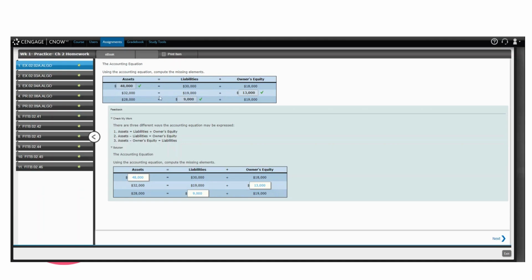In the next one, I have liabilities and I have assets. Now, they're on opposite sides of the equation. So what I'm going to do is subtract 32,000 minus 19,000, and that gives me my owner's equity of 13,000. The same thing for line number 3. I know assets and I know owner's equity, so all I have to do is subtract the two and I get my liabilities of $9,000.